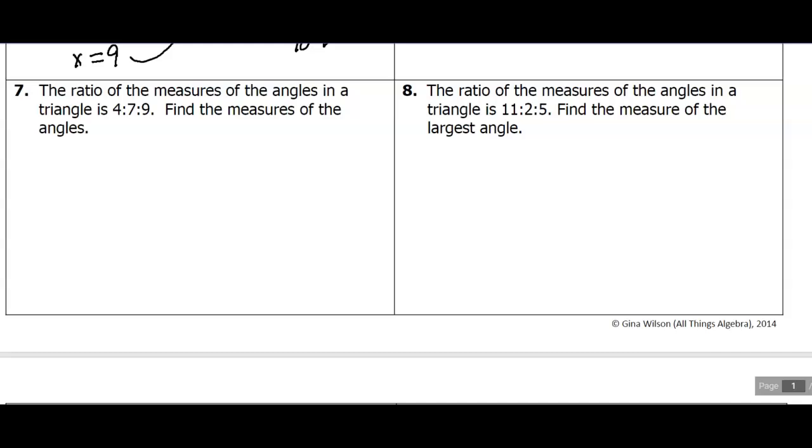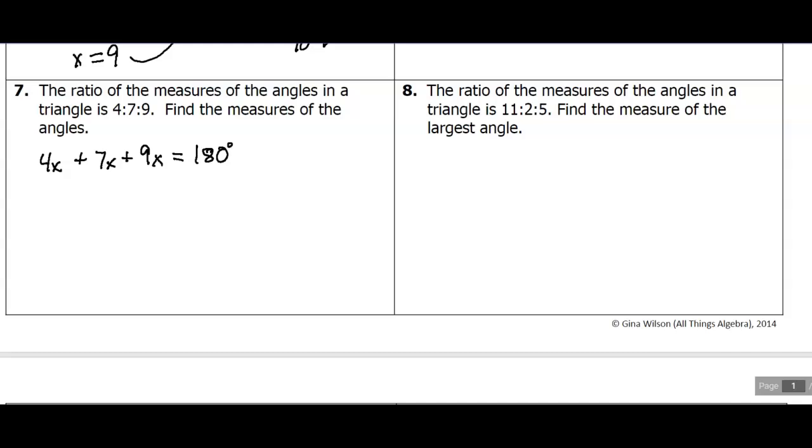It says the ratio of the measures of the angles in a triangle is 4:7:9. Find the measures of the angles. All right, so we're going to do a similar thing here with our ratio, is we're going to add x's to all of our numbers in the ratio. This is an extended ratio because it's a ratio of 3 numbers. And then since these represent the angles of a triangle, I know that if I add them up, it's going to have to equal 180 because all the angles in the triangle always add up to 180.